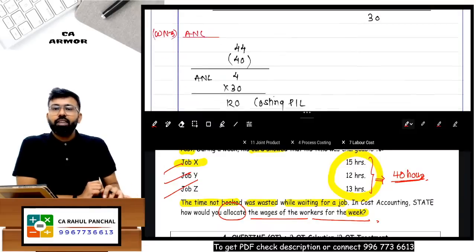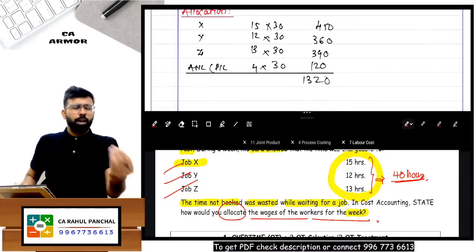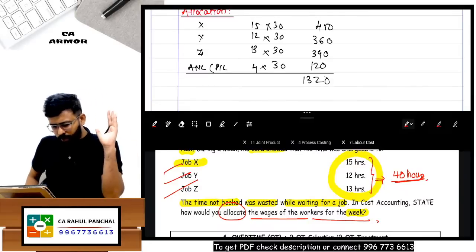How it will be divided, that we have said: job X, Y, Z get this much, and abnormal loss you cannot recover from the customer, it will be transferred to the costing P&L.